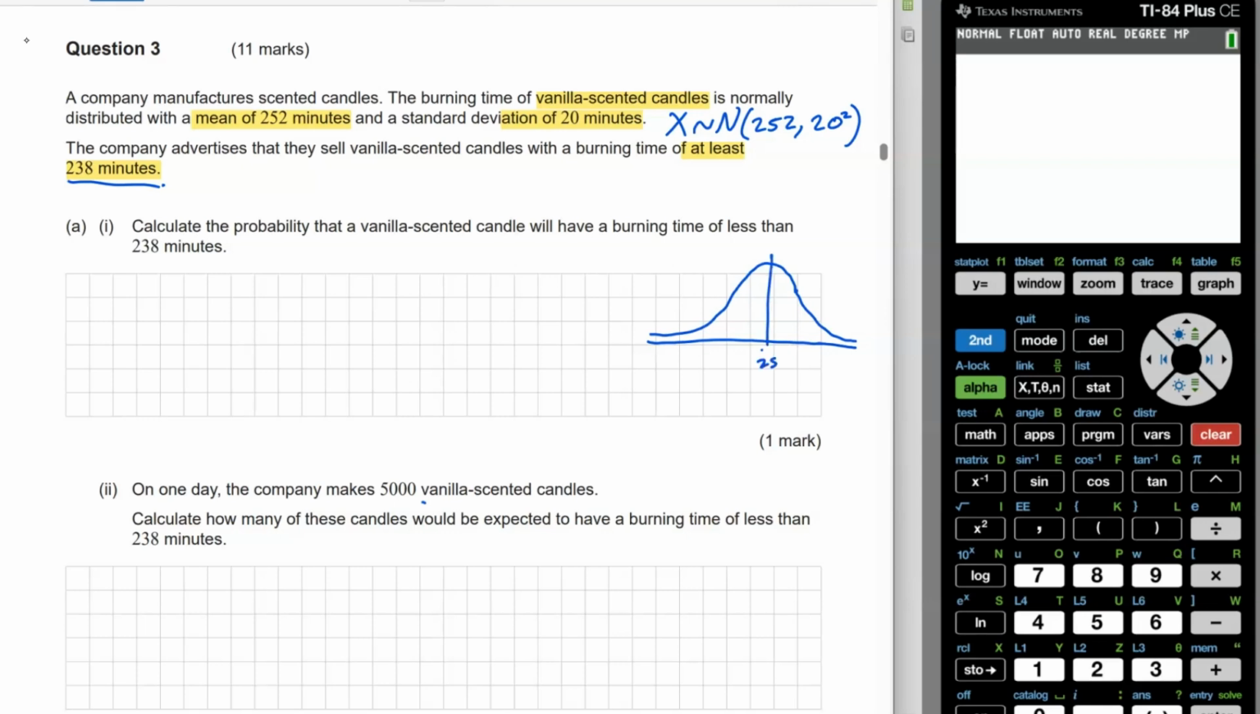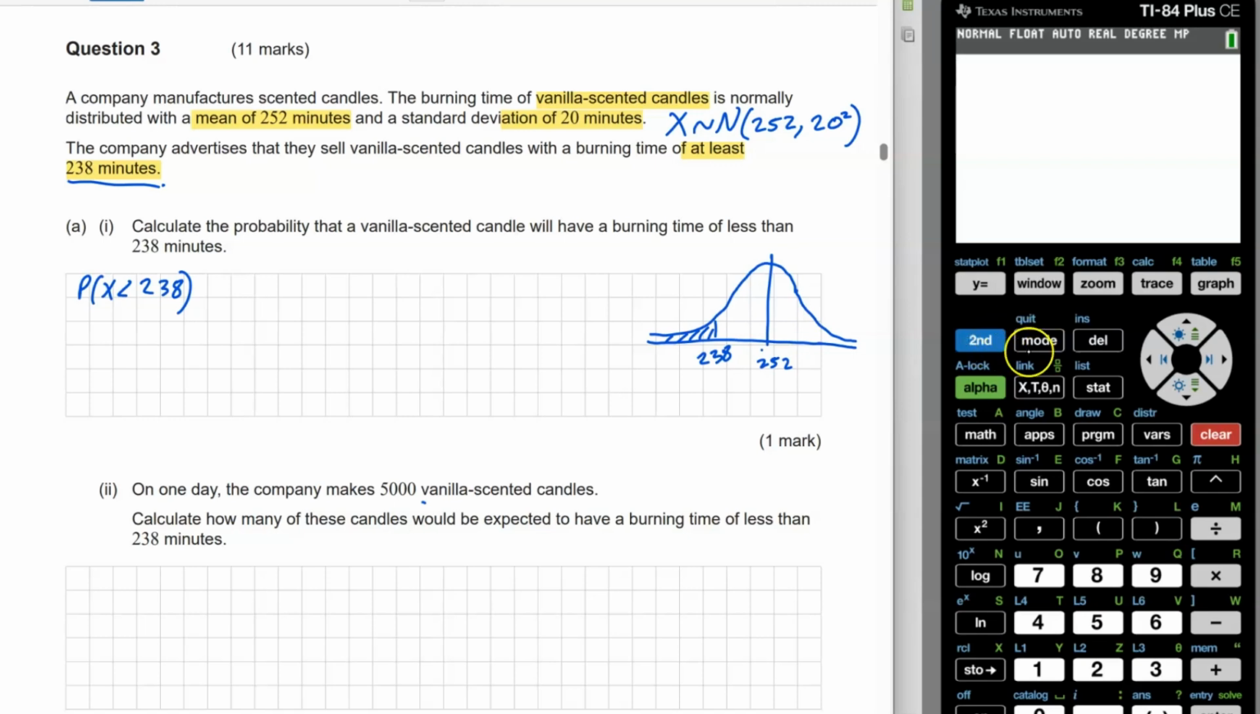I'm going to put our 252 down the middle of this distribution, and we want to know what percentage is out here, less than 238 minutes. So as a probability statement, we're going to say the probability that X is less than 238, and then we're going to go to our graphics calculators to find that.